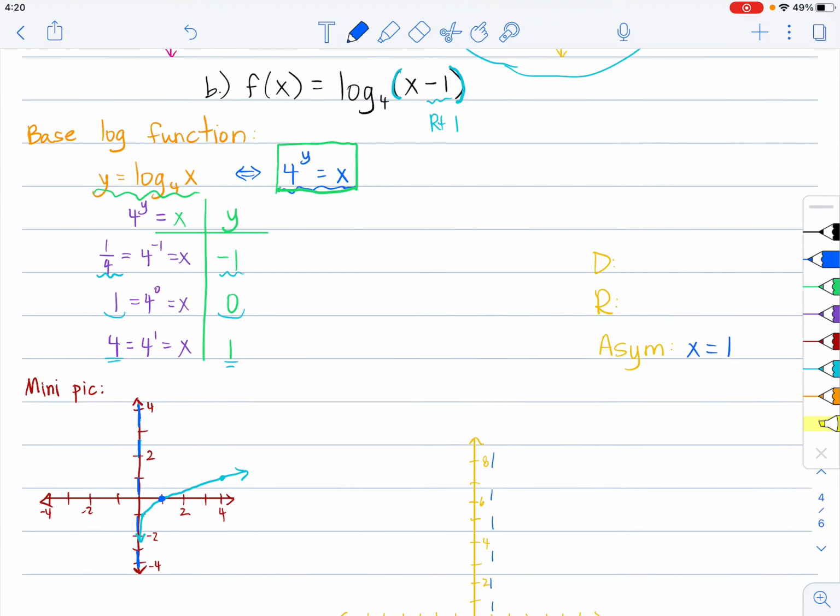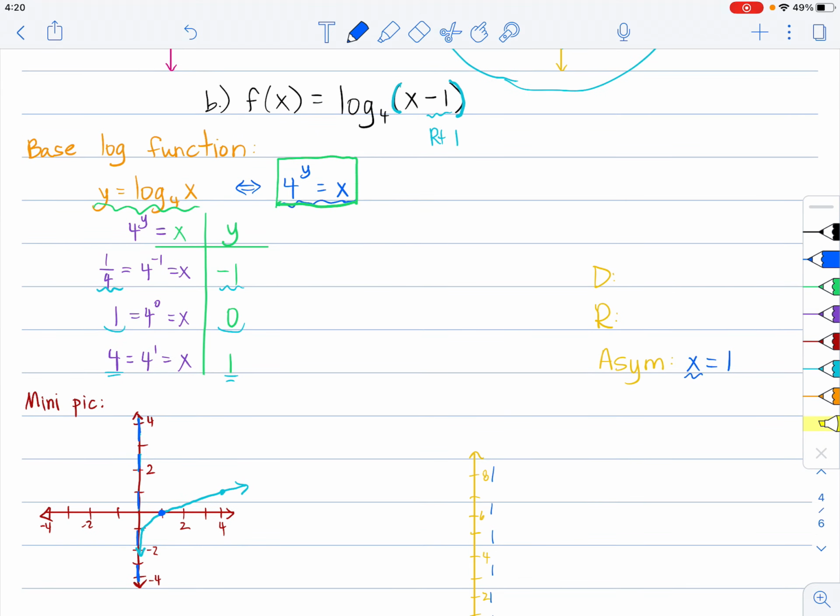So again, vertical asymptotes are x equals asymptotes. Horizontal asymptotes are y equals asymptotes. On the test or quiz, I'm just going to ask you for the asymptote. If it's a logarithmic function, it's vertical. If it's an exponential function, it's horizontal. And you need to know which is which and state it correctly.